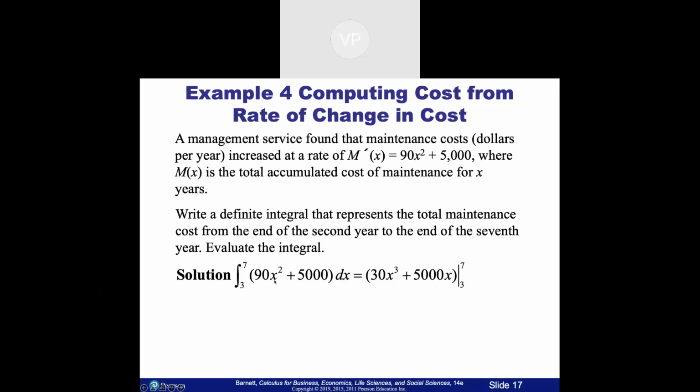Make sure you see how we got that. Increase the power by 1, divide by 3. That's why the 90 becomes 30. And then 5,000, it's a constant. Remember, when you integrate that, it's just 5,000x. So now the integration is done. So notice there's no more integration sign.